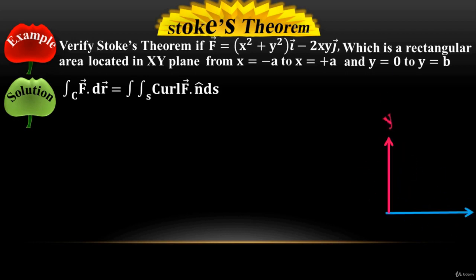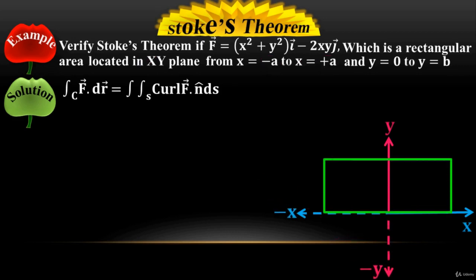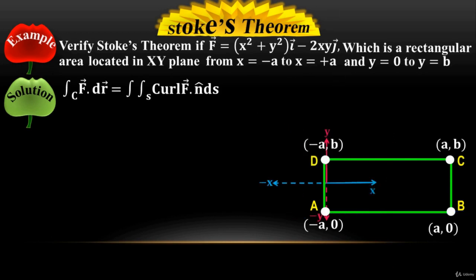Here is my xy plane and the limits start from 0 to plus a. So I'm going to extend the x-axis to the left side to have minus x, and similarly y to minus y. Let me draw the rectangle. This is my rectangular area which is located in the xy plane. Name this point A with coordinates (minus a, 0), B with coordinates (a, 0), C with coordinates (a, b), and D with coordinates (minus a, b). Along the x-axis it ranges from minus a to plus a, whereas along the y-axis it ranges from 0 to b.